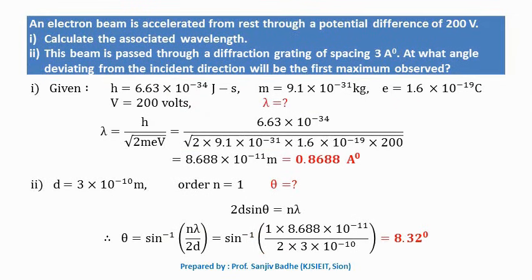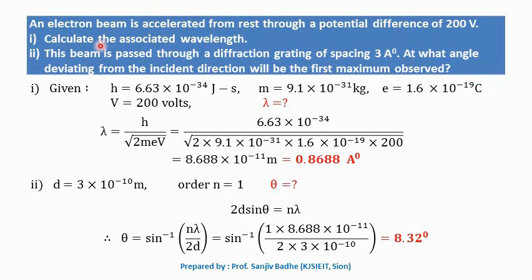Okay, in this problem, an electron beam is accelerated from rest through a potential difference of 200 volts, and we are asked to calculate the associated wavelength. And also, if this beam is passed through a diffraction grating of spacing 3 angstroms, then at what angle deviating from the incident direction will the first maximum be observed.